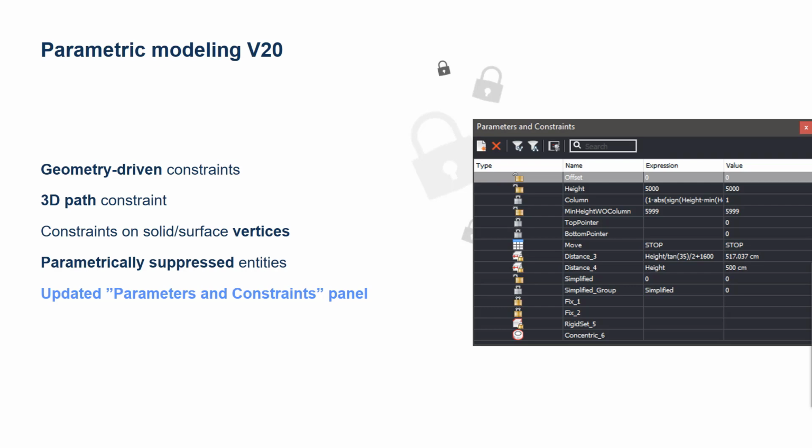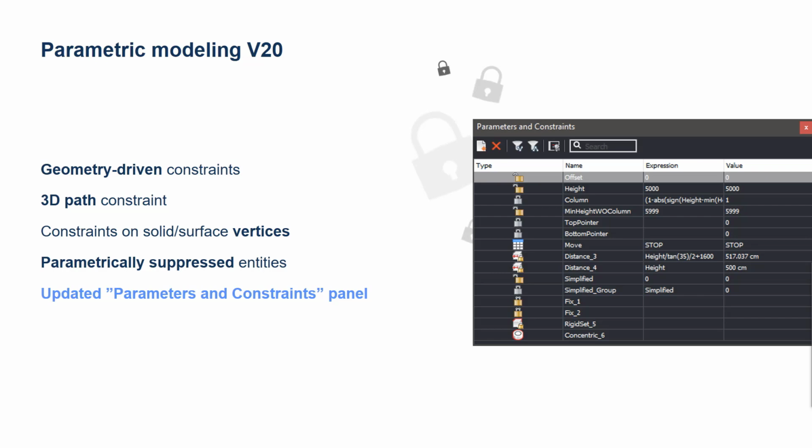We did not include all these features in our demo because some of them look quite trivial, but it's important to mention. For example, speaking about parametric modeling, we did not show that constraints now can be put on vertices. So you can put constraints on faces, on edges, and on vertices as well. And yes, there are geometry-driven constraints. There is a 3D path constraint, the possibility to parametrically suppress entities, and something more.